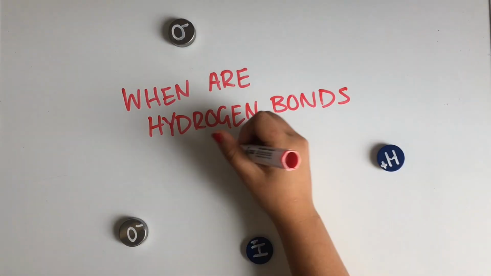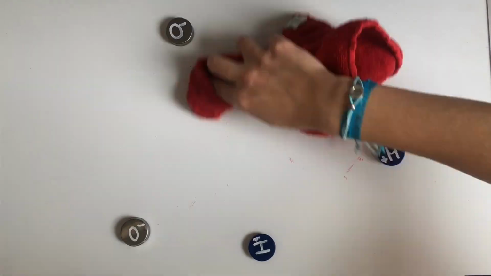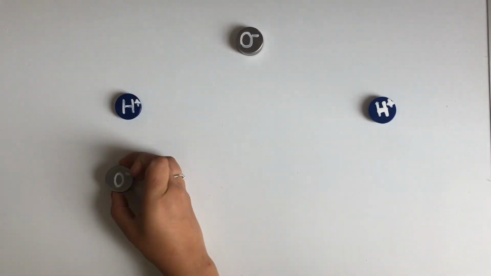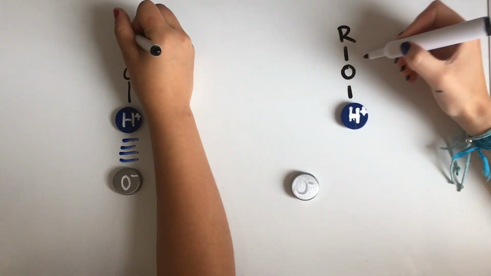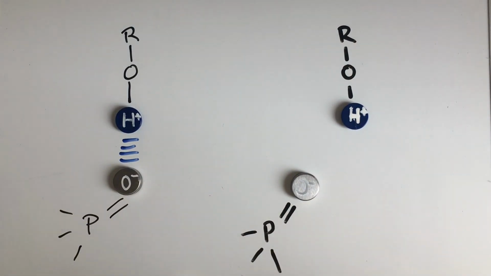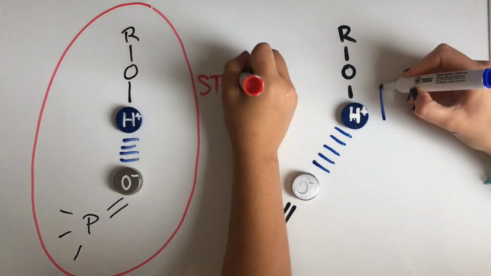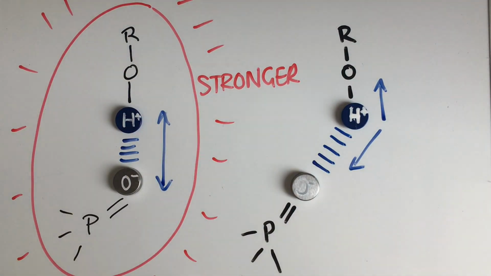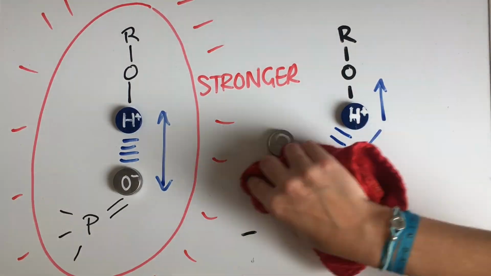So, when are hydrogen bonds the strongest? Hydrogen bonds are strongest when the 3 atoms involved lie in a straight line, which means that the acceptor atom is in line with the covalent bond between the donor atom and hydrogen.